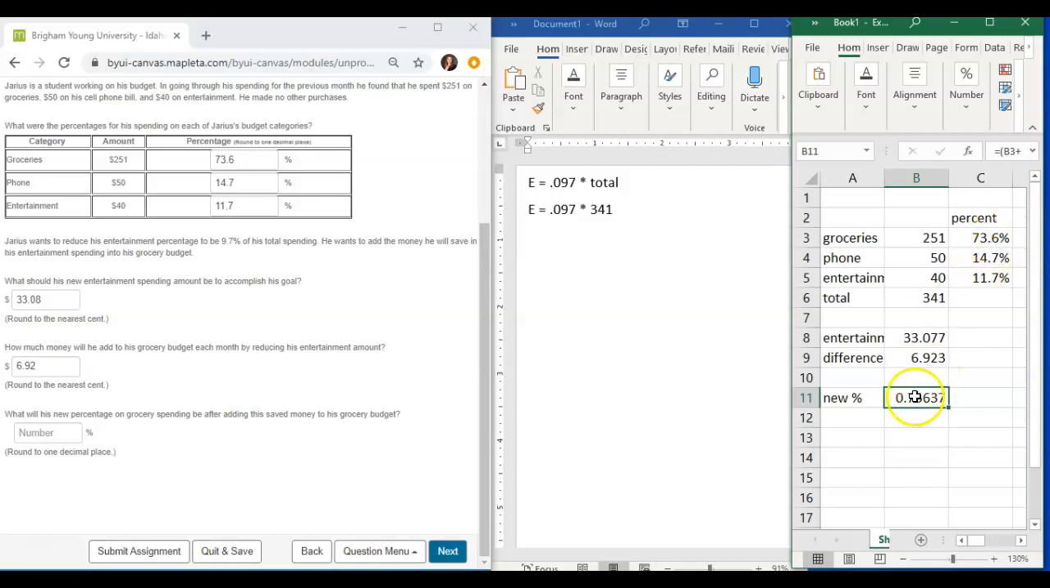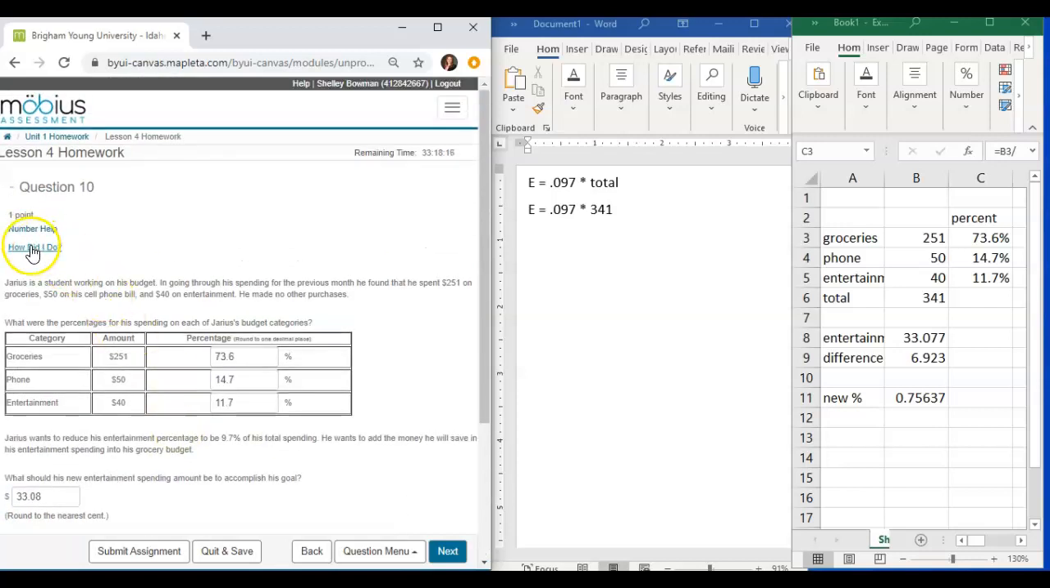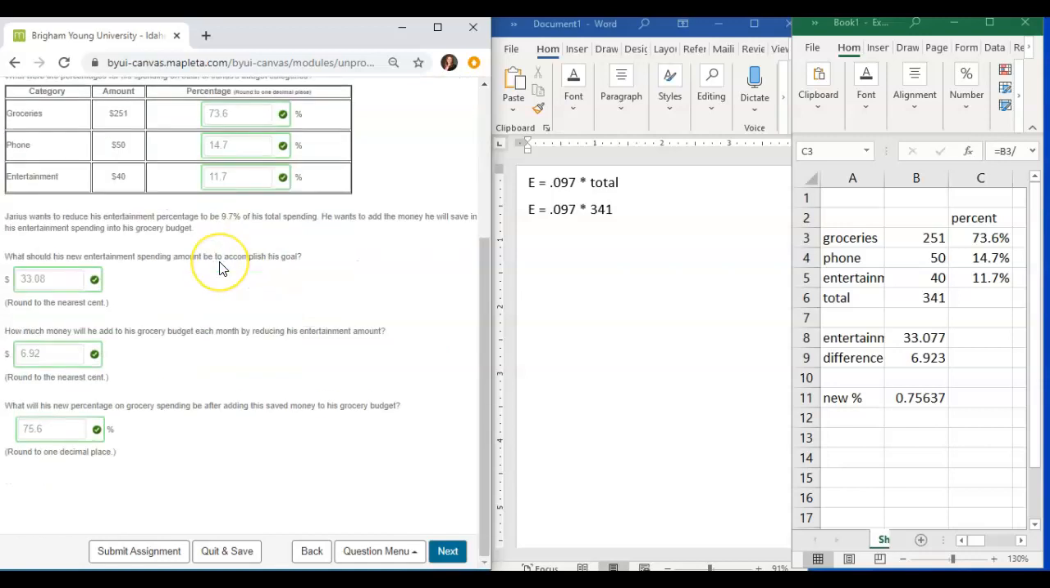Does it make sense that it's a little higher than the last one? It does. Okay, so then we can just type in our new percentage of 75.6%, rounding it out to one decimal place, and go up here to "How did I do" just to verify all the green check marks, and move to the next problem.